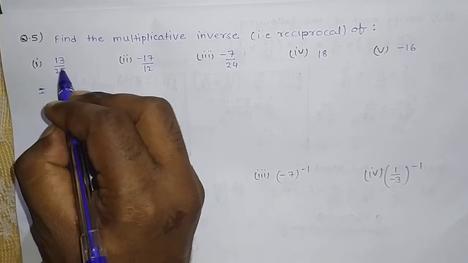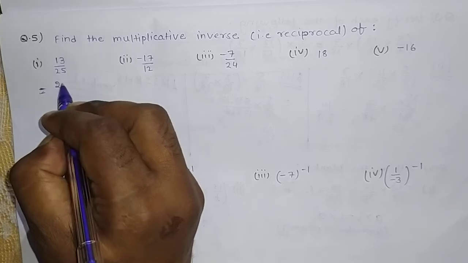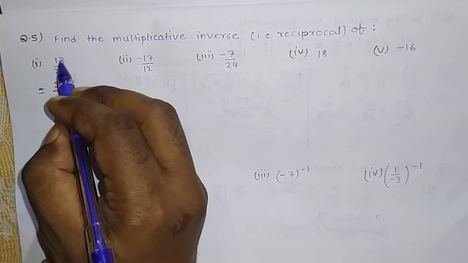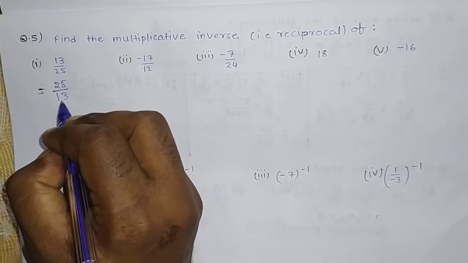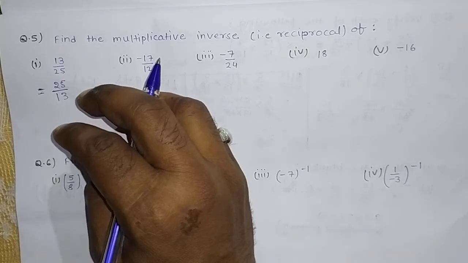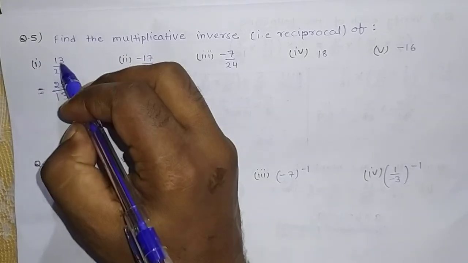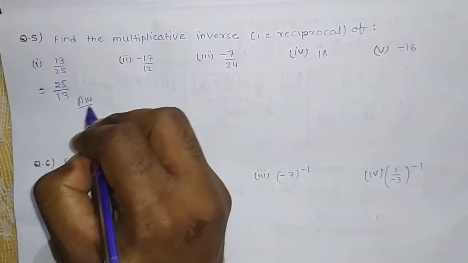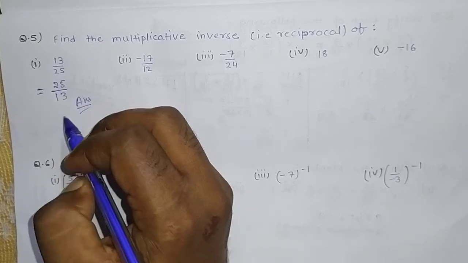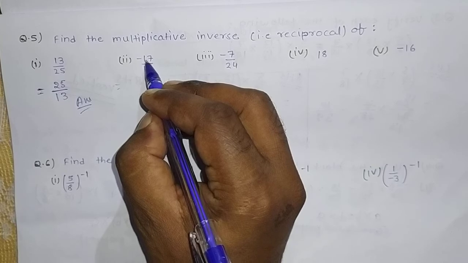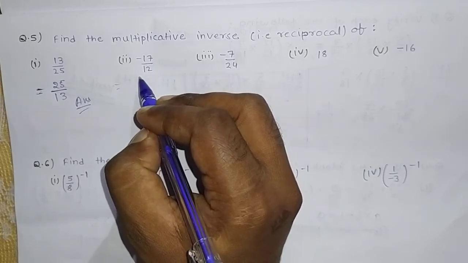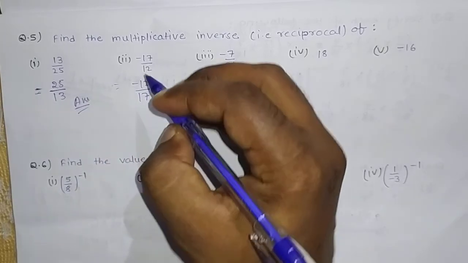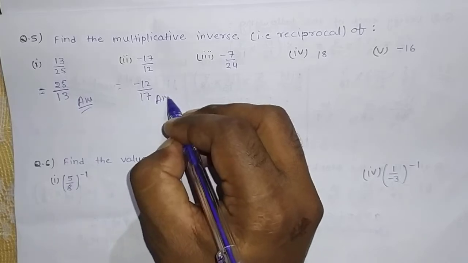So here 25 is denominator, we can write as a numerator 25, and then 13 is numerator, we can write as a denominator. So just reciprocal of this, just exchange the numbers. Numerator becomes denominator and denominator becomes numerator. Now this is the answer. This is multiplicative inverse, or you can say reciprocal. Now similarly, minus 17 upon 12. So the multiplicative inverse of this number is minus 12 upon 17. Just exchange the number. Now this is the answer.